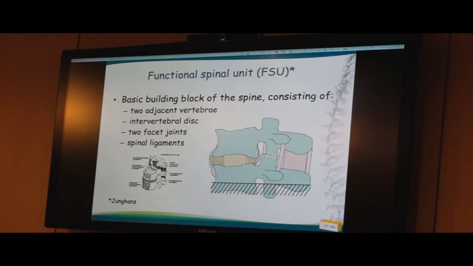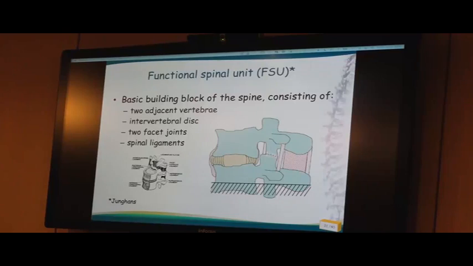The basic building block of the spine is the spinal functional unit, described by Junghanns. It is constituted by 2 adjacent vertebrae, the intervertebral disc, 2 adjacent joints, and spinal ligaments. Why is this important? Because it mimics all the spinal motions. If you understand this motion segment, you can apply that knowledge to the whole spine.